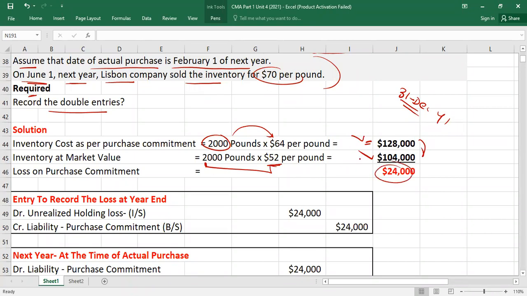24,000, the difference, right? Understood? Or in other words, we can do it this way also. So agreed price is how much? 64. Market value is how much? 52. What is the loss? $12 is the loss per pound.